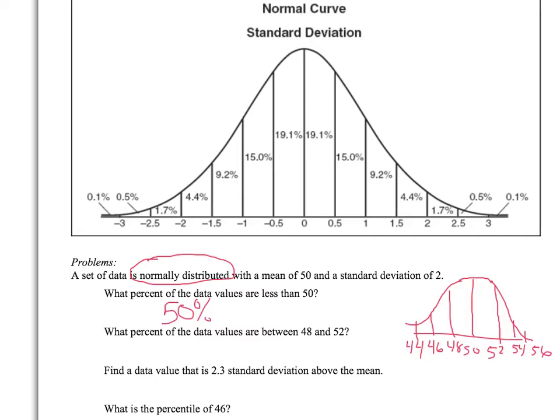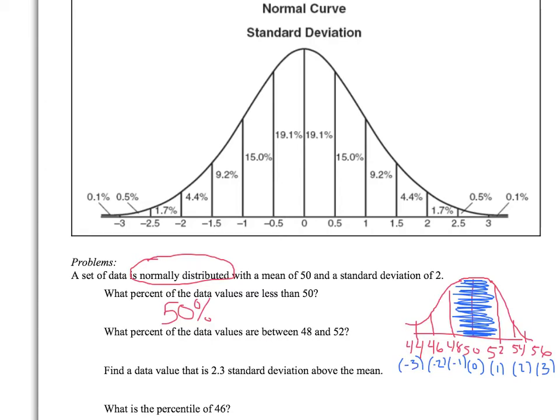What percent of the data values are between 48 and 52? Well, that means you're looking for that percent right there. Now, these lines that I drew, remember I told you the 50 corresponds to the 0 on the reference table? The other numbers correspond to the 1, 2, and 3, and the -1, -2, and -3, not the halves. We don't usually draw the halves.